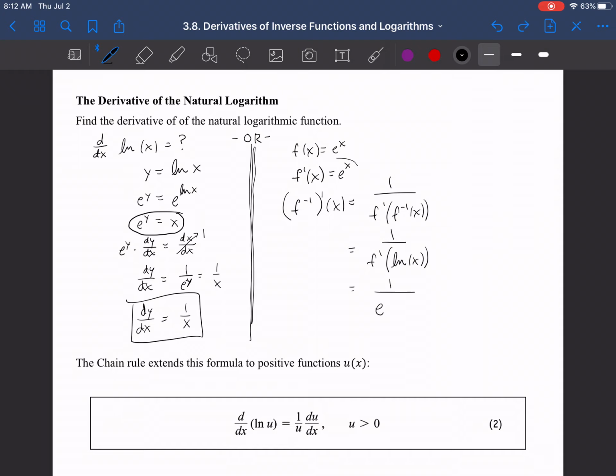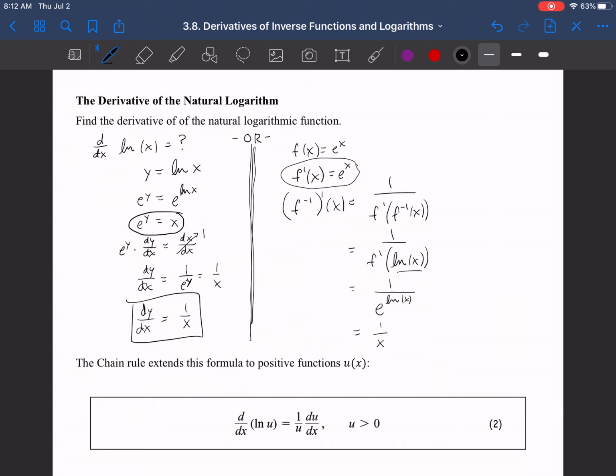Oops, I should have put a circle on it. This is f prime right here, so it'll be e to the x, which in this case is e to the ln of x, and e to the ln of x is just x, so this is 1 over x. And so we get the same thing either way we do it.